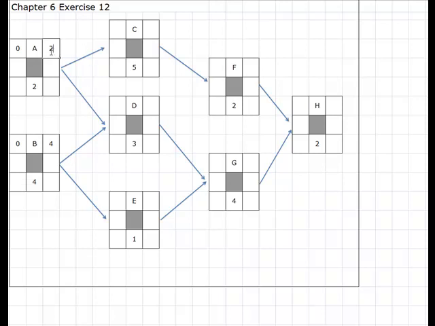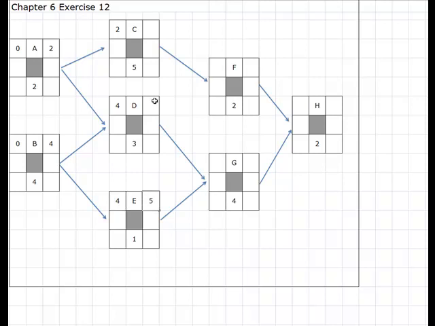This 2 is going to move into the early start for C. However, for D, it is not going to get that 2 from A because B has a larger value, so we're going to insert the larger value there. E only has one option to get that early start from the early finish of B.